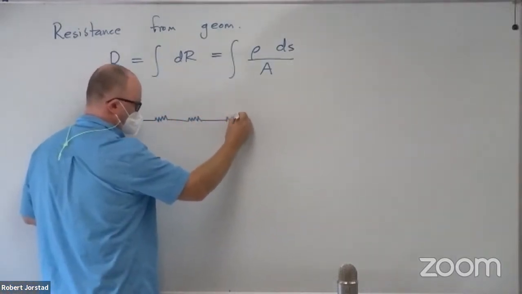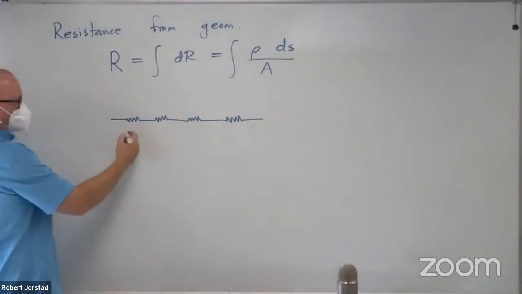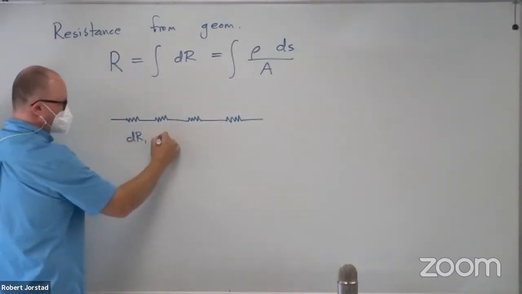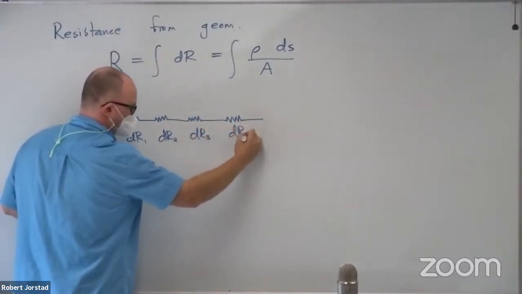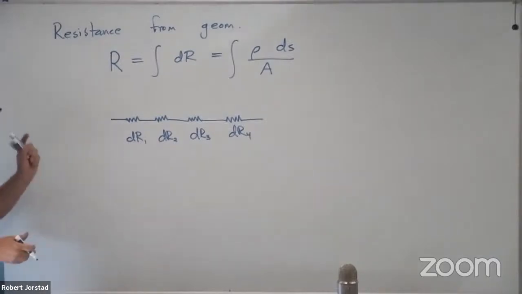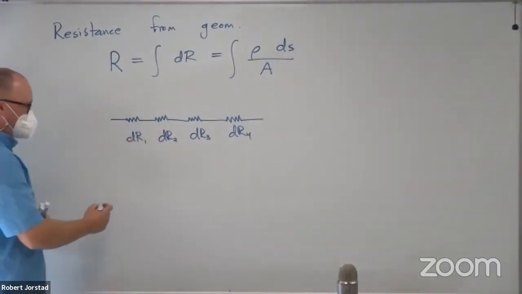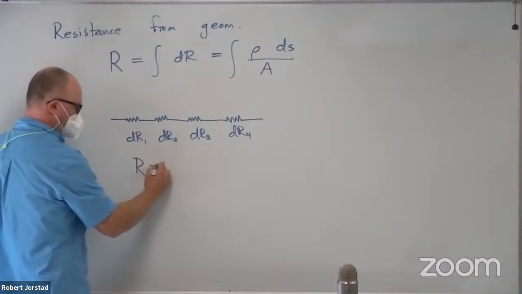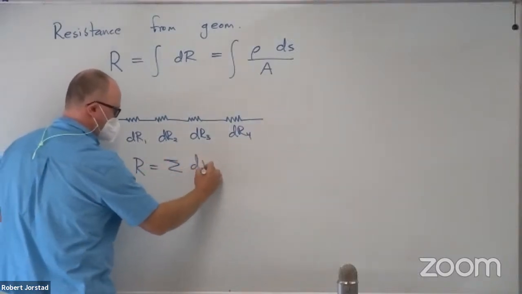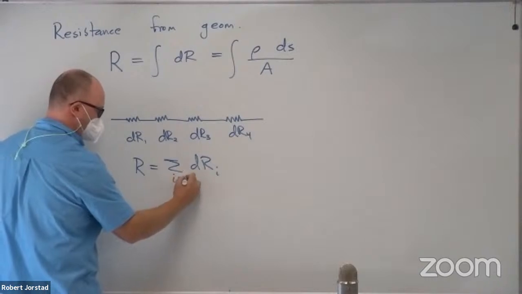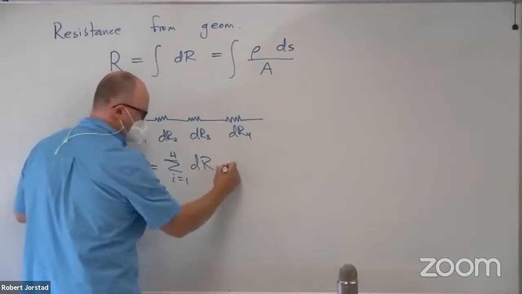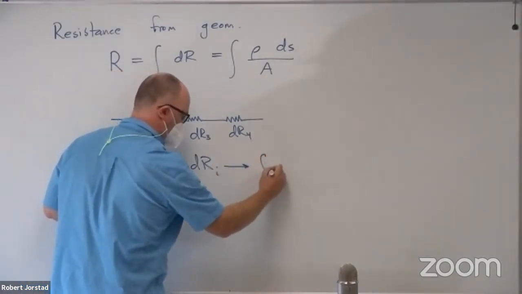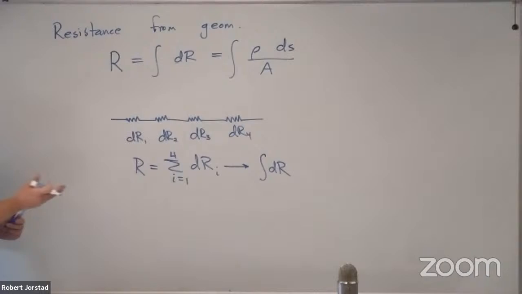Let's say we had a wire and there's a bunch of tiny resistors in here. This is dR1, this is dR2, this is dR3, this is dR4. Let's say we take one wire and we build it up out of 4. You would have no trouble telling me the total resistance is the sum of dR subscript i from i equals 1 to 4. You would have no trouble with that, right? Isn't that the same thing as saying the integral of dR? We're adding up the pieces. Why does it work this way?